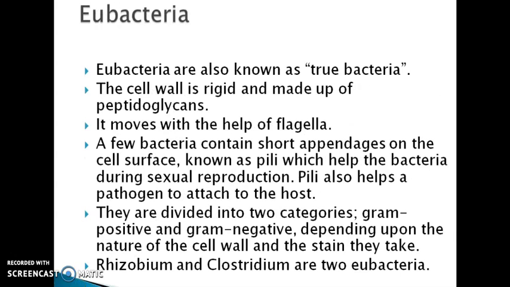The next one in the classification is the Eubacteria. Eubacteria are also known as true bacteria. The cell wall is rigid and made up of peptidoglycans. It moves with the help of flagella. A few bacteria contain short appendages on the cell surface known as villi, which help the bacteria during sexual reproduction. Villi also helps a pathogen to attach to the host. They are divided into two categories, gram-positive and gram-negative, depending upon the nature of the cell wall and the stain they take. The examples of Eubacteria are Rhizobium and Clostridium.